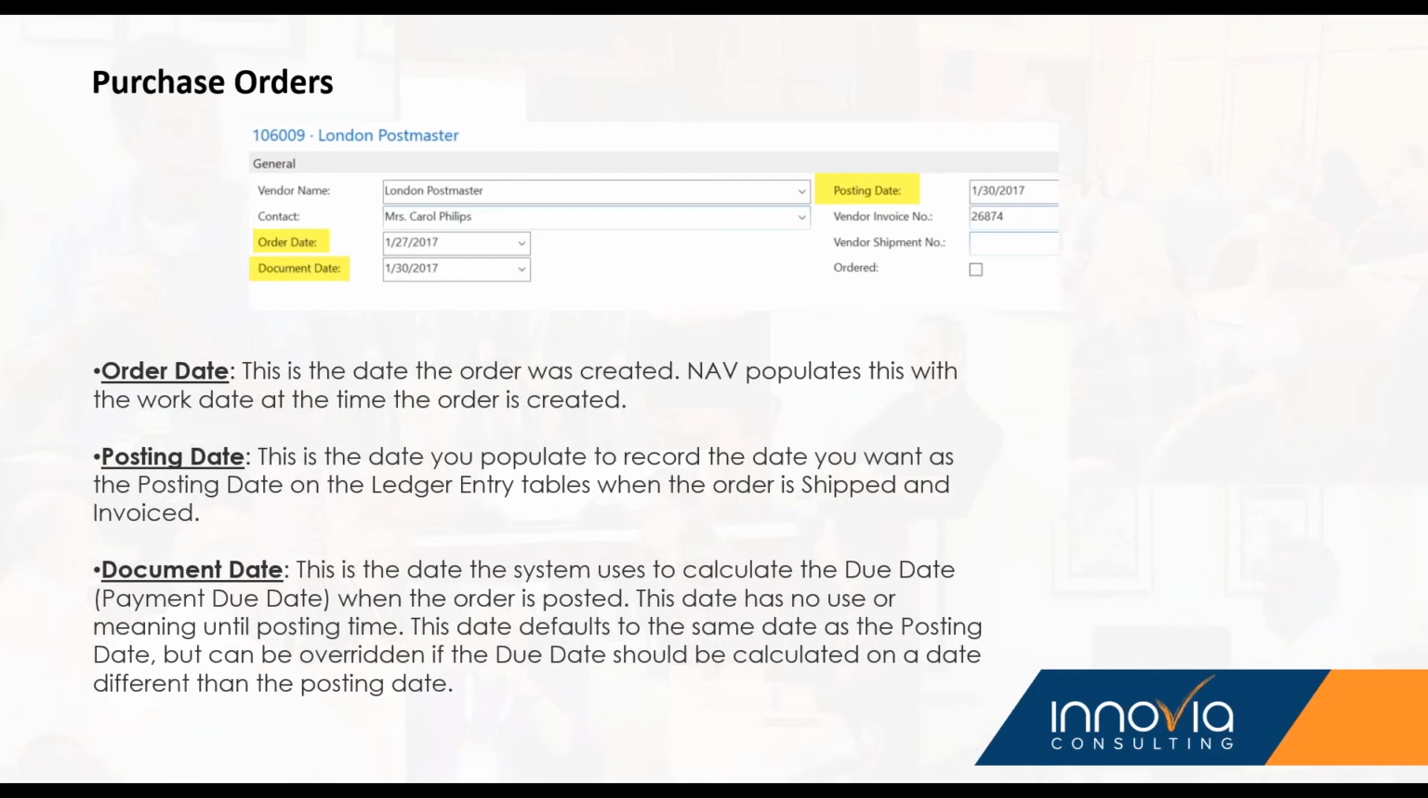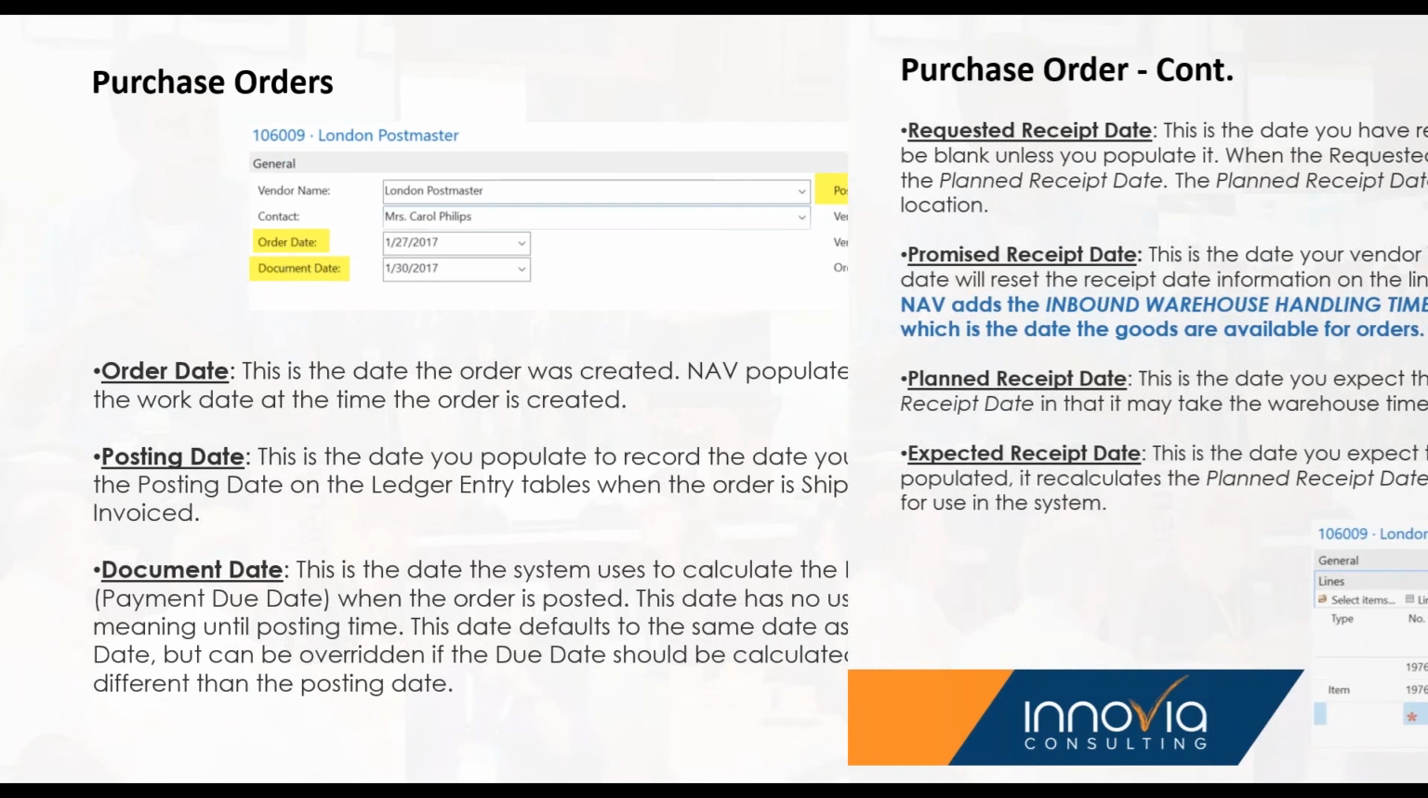Again, order date is the date it's entered, but it could also be the date that your order was submitted. Posting date. This is the date that goes into your item ledgers. Document date is going to be your date that is used to calculate your due dates. Very important to look at each one of them and understand that they each function differently.